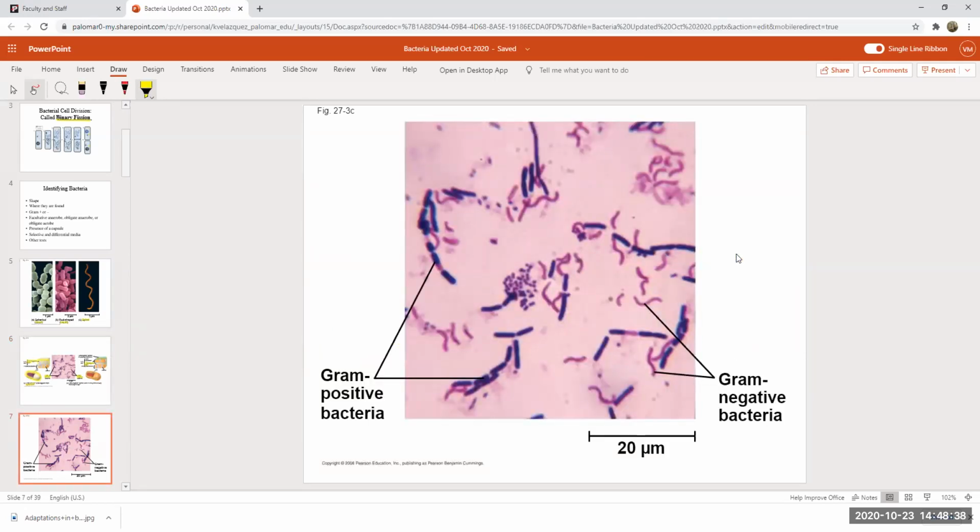So this is a bigger picture of that. You can see the gram positive ones are purple, the gram negative are pink or pink to red in color. And we would refer to these as gram positive rods. This would be gram negative rods, gram positive cocci.